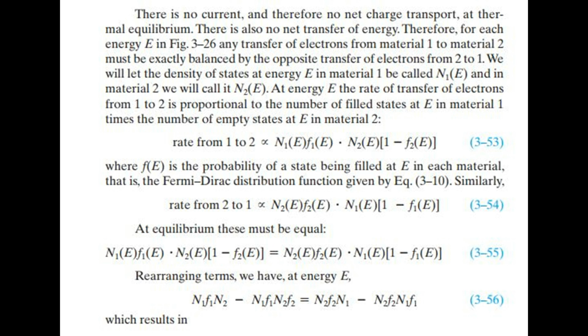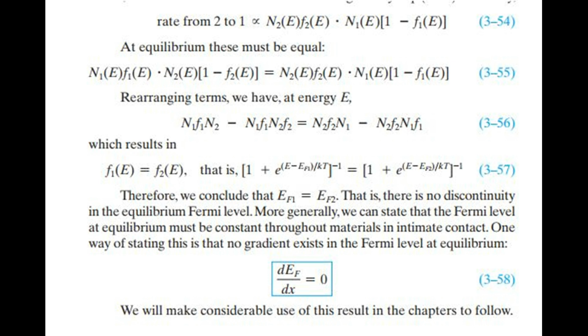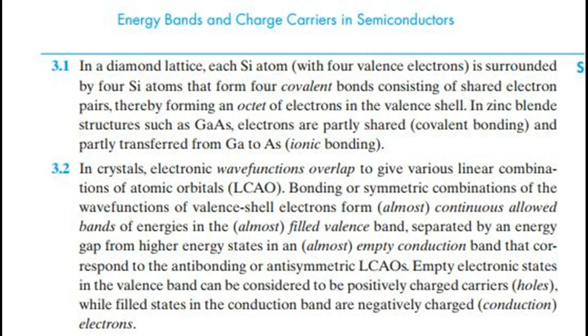Rearranging terms, we have, at energy E, which results in EF1 = EF2. That is, there is no discontinuity in the equilibrium Fermi level. More generally, we can state that the Fermi level at equilibrium must be constant throughout materials in intimate contact. One way of stating this is that no gradient exists in the Fermi level at equilibrium. We will make considerable use of this result in the chapters to follow.